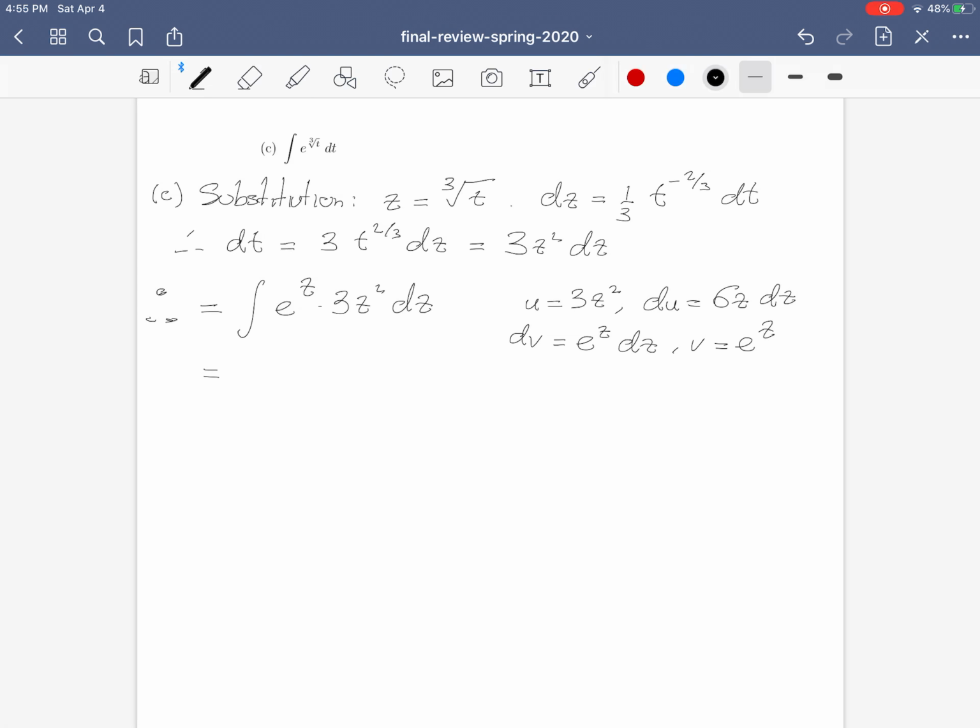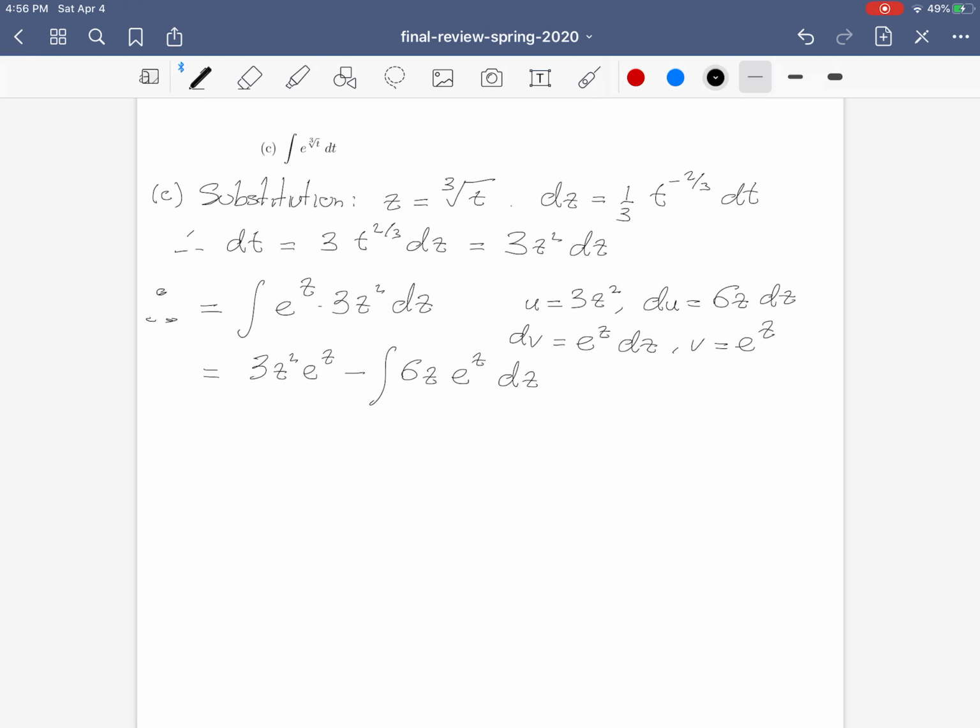So now we use the integration by parts formula, so we will get uv, so that's 3z squared e to the z, minus the integral of v du. So du is 6z dz, and v is e to the z, so I get the integral of 6z e to the z.